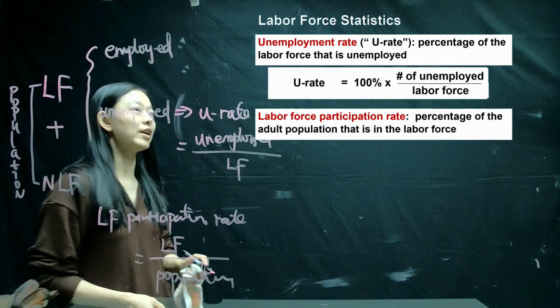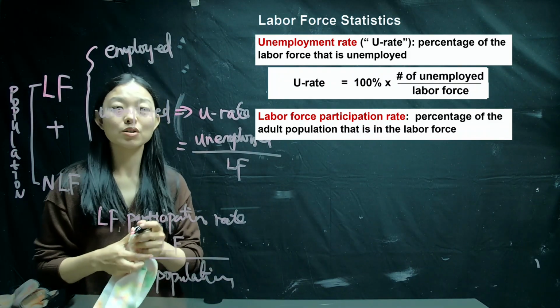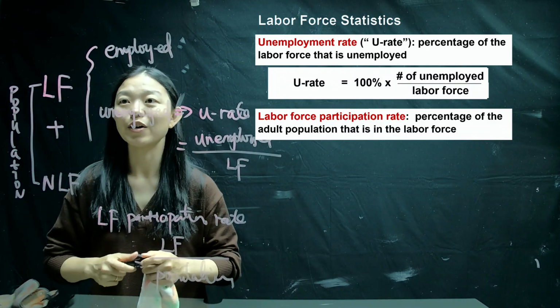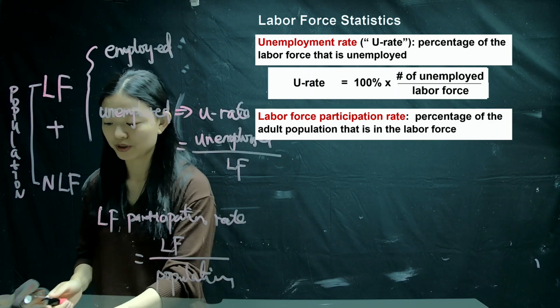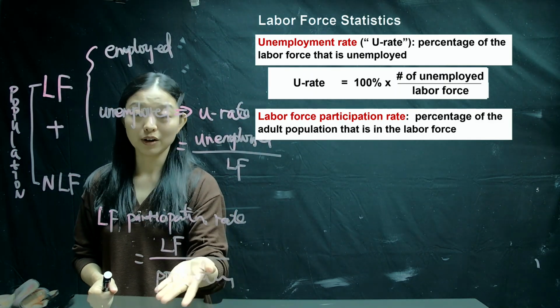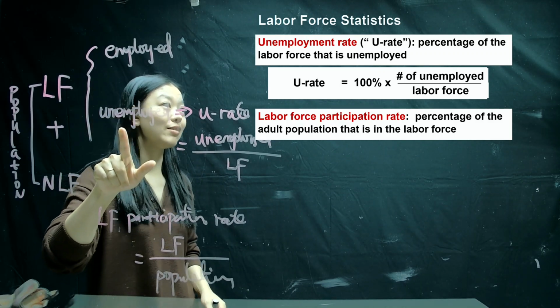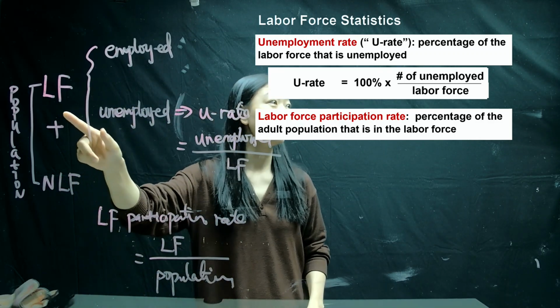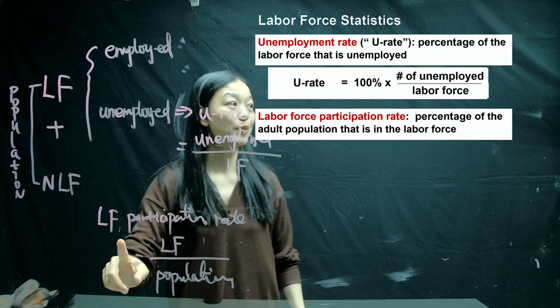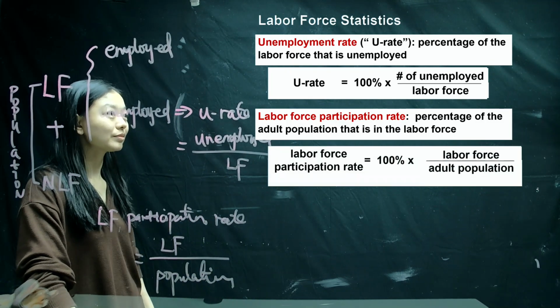Okay, this is the way that we can compute labor force participation rate. These two rates are the only two rates that you need to compute in this chapter. These are the only two formulas you need to learn for this chapter. Unemployment rate will equal unemployed divided by labor force, and labor force participation rate will equal labor force divided by population.